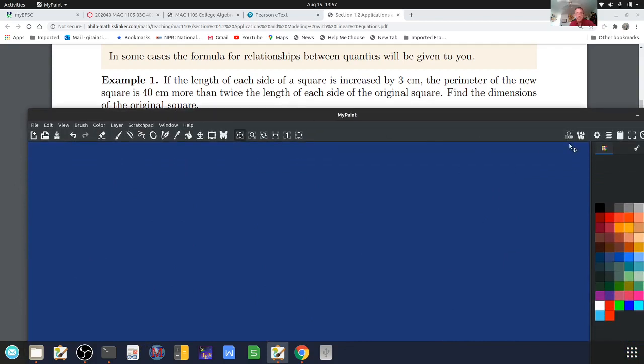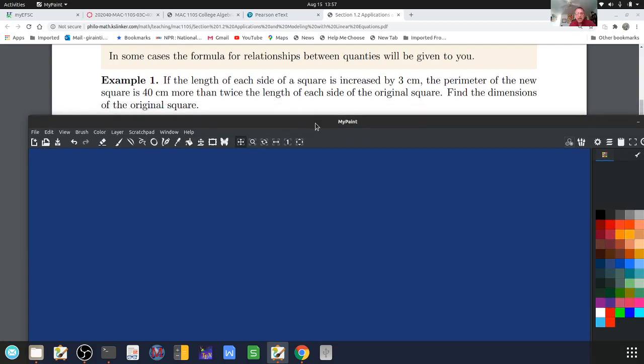So here's our first one. If the length of each side of a square is increased by 3 centimeters, the perimeter of the new square is 40 centimeters more than twice the length of each side of the original square. Find the dimensions of the original square.